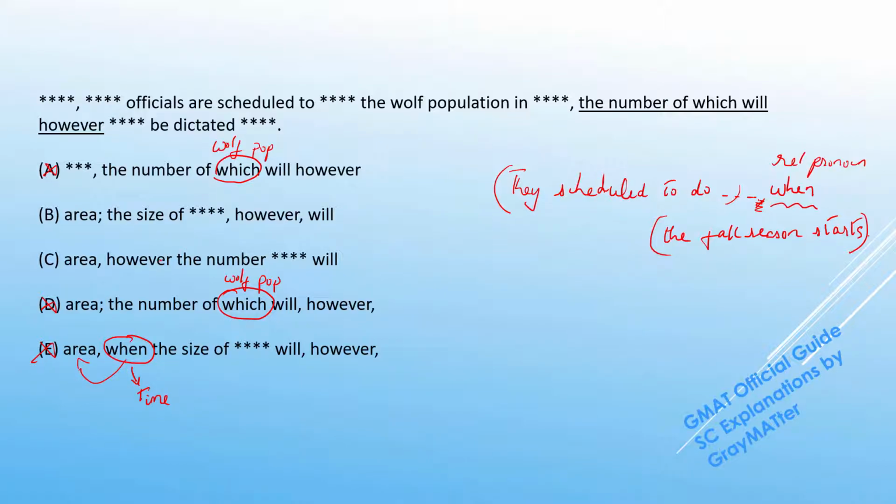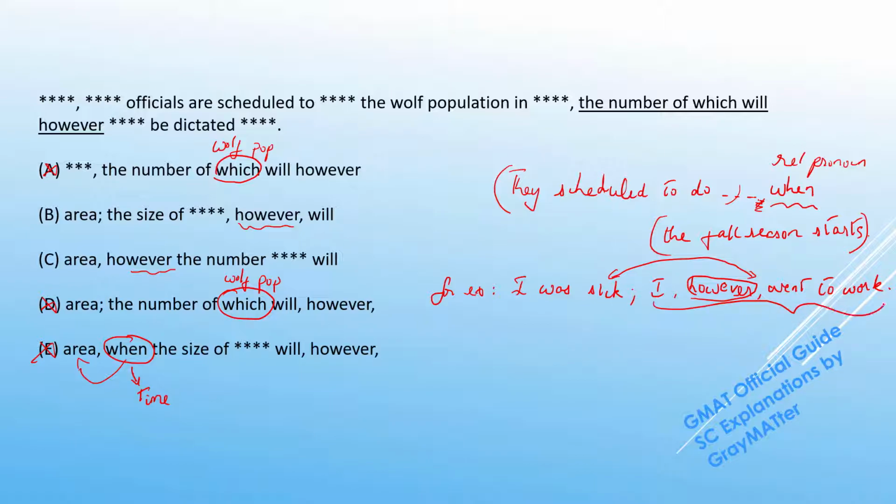Now we have come down to B and C, and this is where things get a little interesting because GMAT is actually testing for the usage of the word however. See, however is actually an adverb and can be used in certain ways. For example, we can say, I was sick. However, I went to work. Now, in this case, we can notice that the however adverb serves to contrast these two clauses, the idea that I was sick and the idea that I went to work. So this adverb is modifying the clause I went to work.